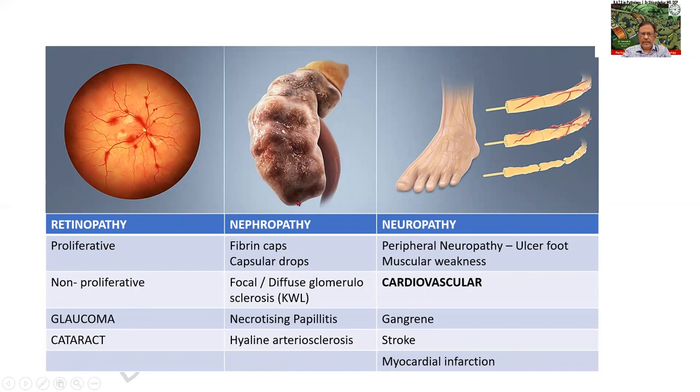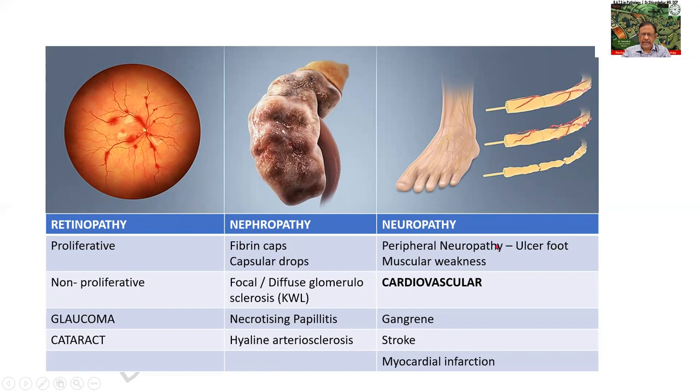In nephropathy, it is not just one lesion in the kidney. We find that there can be a panel of changes, including fibrin caps, capsular drops, focal and diffuse glomerulosclerosis, called Kimmelstiel-Wilson lesions, necrotizing papillitis, hyaline arteriolosclerosis. See how many complications can be caused in the kidney itself. In addition to it, you can also have the Armanni-Ebstein lesion, which we shall be seeing. Neuropathy, the peripheral neuropathy can lead to ulcer of the foot or to muscular weakness.